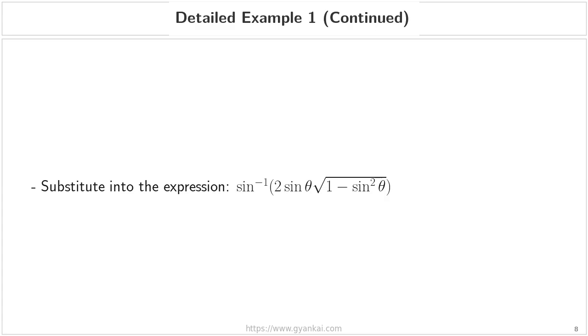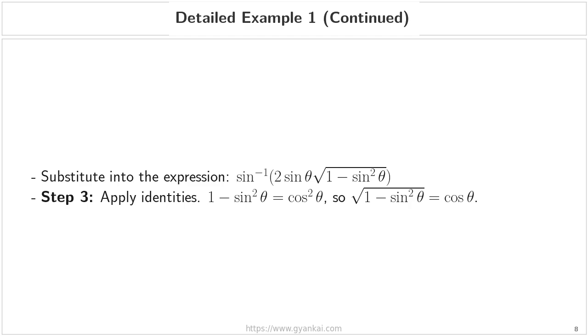Detailed example 1, continued. Now, let's continue with our first example. Having established in the previous slide that we will substitute x with sine theta, we can now plug this into our original expression. This transforms the expression into the inverse sine of 2 sine theta, multiplied by the square root of 1 minus sine squared theta.